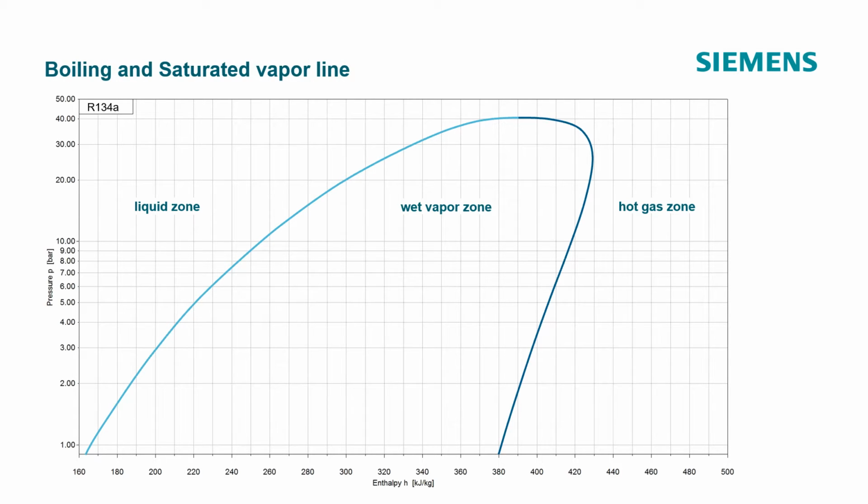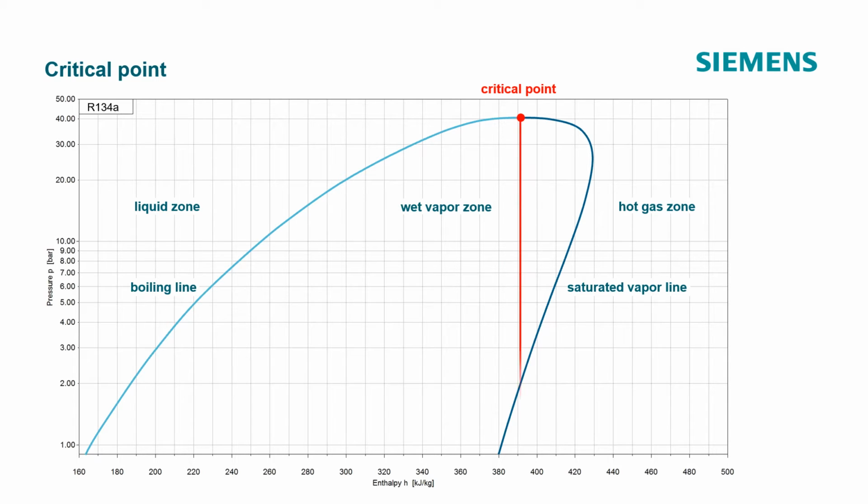These curved lines are referred to as boiling line and saturated vapor line. The point where the two lines meet is called the critical point. At this point there is no longer a difference between the boiling liquid and the saturated vapor. The critical point for the refrigerant, R134A, is at an enthalpy of 391.2 kJ per kilogram, and at a pressure of 40.67 bar.